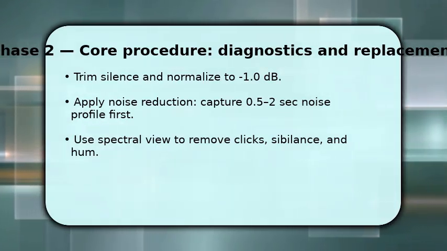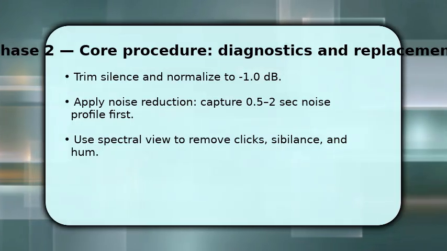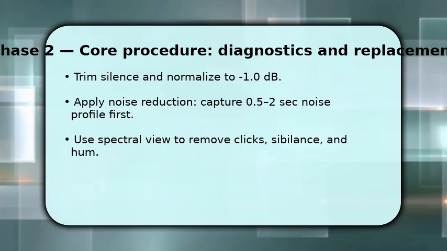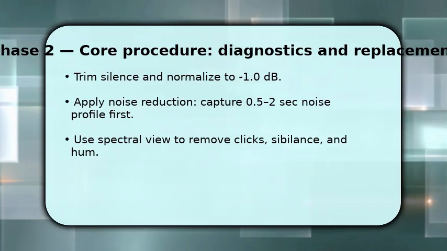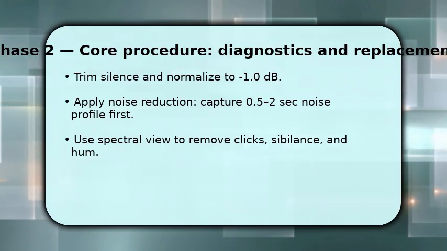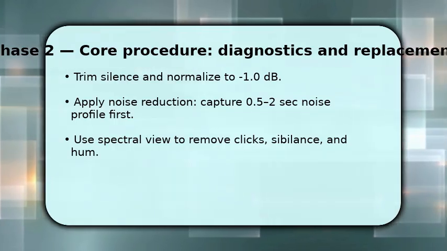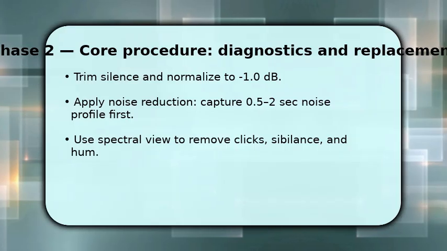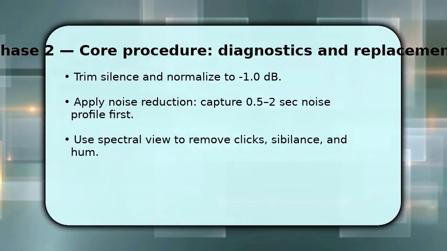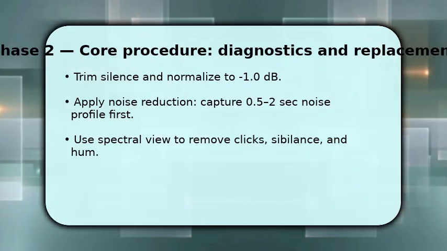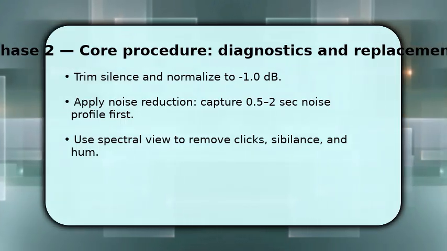Next, select a short noise sample and apply noise reduction. Adaptive capture reduces hiss. Repeat carefully to avoid artifacts. Then switch to spectral view to surgically remove clicks, sibilance, or hum. Use the repair and equalization tools to tame problem frequencies. Once complete, listen through headphones while toggling bypass, because subtle overprocessing creates unnatural tone and phase issues.